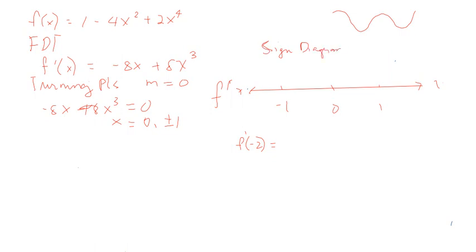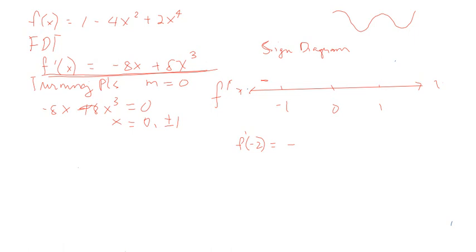So what we're going to do is to substitute the value of x in this given equation to find its sign. So negative 8 times negative 2 plus 8 multiplied by negative 2 raised to 3 will give us a negative sign. So let's put it here, negative sign. And then we choose a test point to the right of negative 1, but to the left of 0.